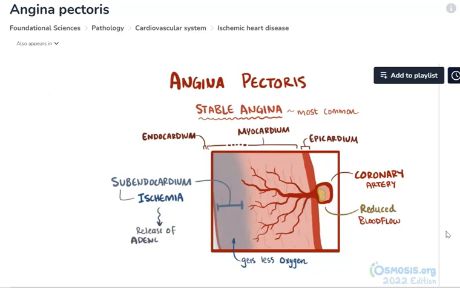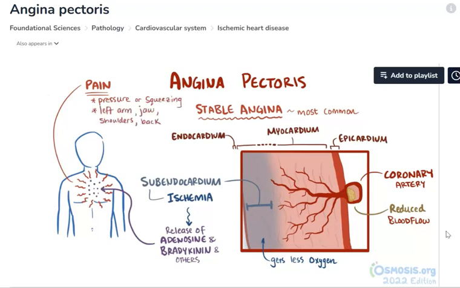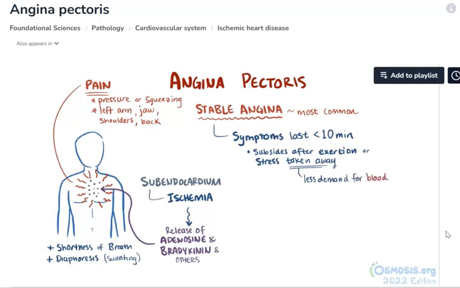This ischemia is thought to trigger the release of adenosine, bradykinin, and other molecules that stimulate nerve fibers in the myocardium that result in the sensation of pain. That chest pain is usually described as feeling like pressure or squeezing, and it can radiate to the left arm, jaw, shoulder, and back, and sometimes is accompanied by shortness of breath and diaphoresis, or sweating. Usually the pain and symptoms last less than 10 minutes, generally 2 to 5 minutes, and subside after the exertion or stress is taken away, and therefore the heart muscle isn't demanding as much blood.